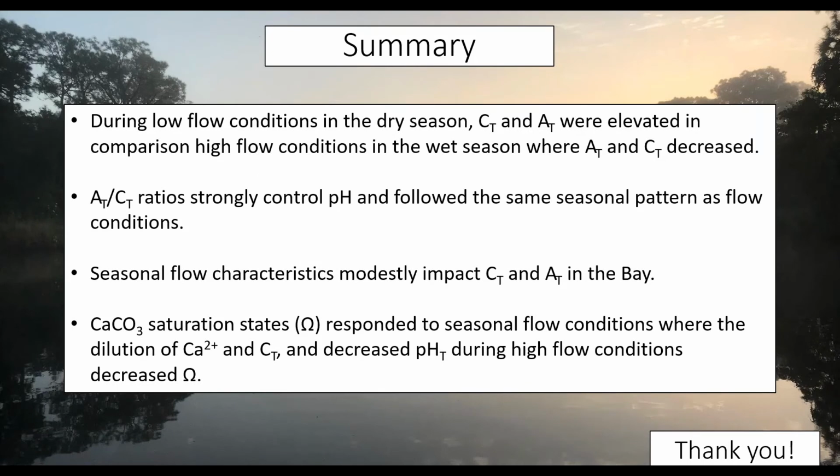Okay, so in summary, we found that CO2 system parameters were elevated in the dry season during low flow conditions compared to high flow conditions in the wet season. AT-CT ratios strongly controlled pH and followed those same seasonal flow patterns. Seasonal flow characteristics modestly impacted CT and AT in the bay when making those comparisons to the USGS Middle Bay site. And lastly, calcium carbonate saturation state responded to flow conditions where high flow conditions diluted those parameters used to calculate saturation state, which decreased calcium carbonate saturation state in the wet season.